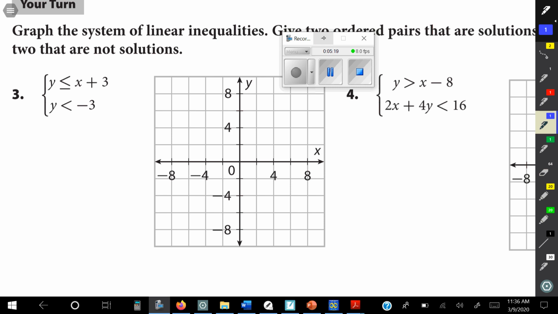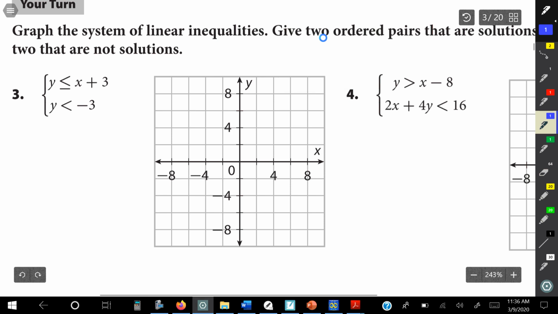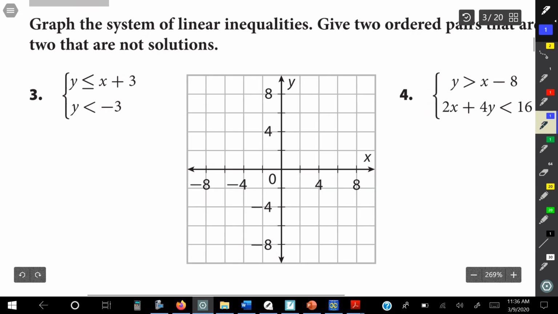Okay, so for this example, both of these are already solved for y. And all I gotta do is graph them and see where they overlap at. So here I've got y is less than -3. So I'm gonna go ahead and graph that one real easy. So I go down to -3, 1, 2, 3, which is right here. And since it's not equal to, I'm gonna draw dash lines.